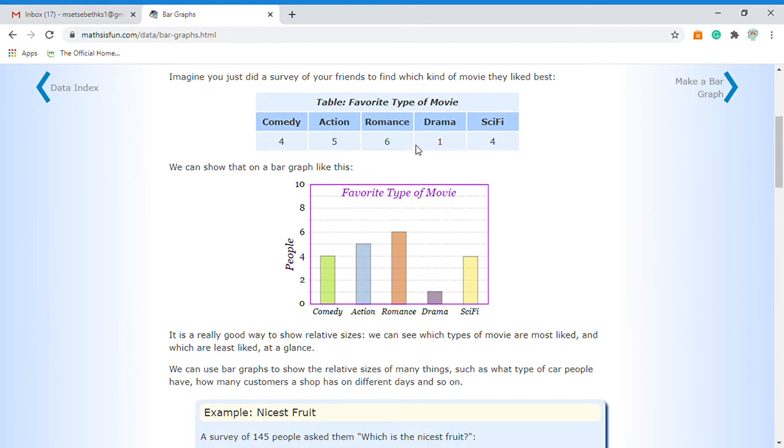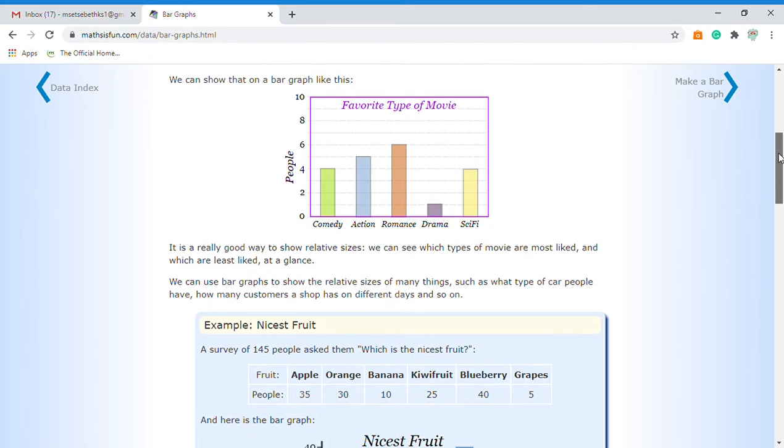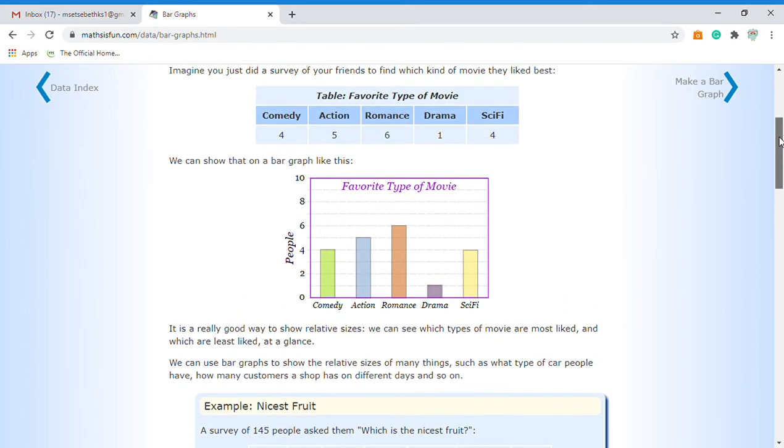Now, this is the table. 4 of your friends said they like comedy. 5 of your friends said they like action. 6 of your friends said they like romance. 1 friend of yours likes drama movies, and 4 of your friends like sci-fi movies. Now, we can take this information that we got from our friends and we can show that on a bar graph like this. Let me show you the table and the bar graph.